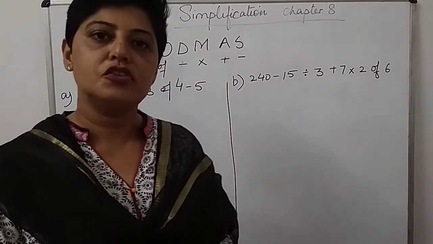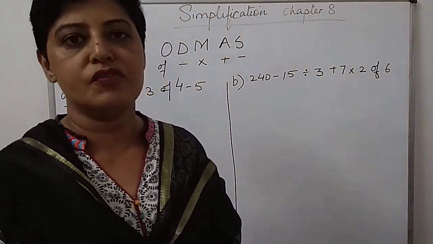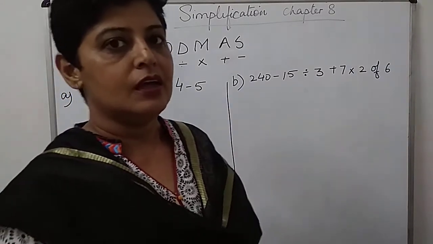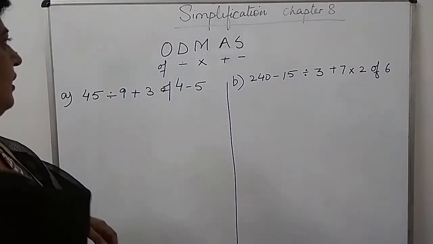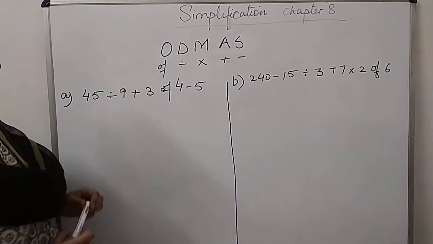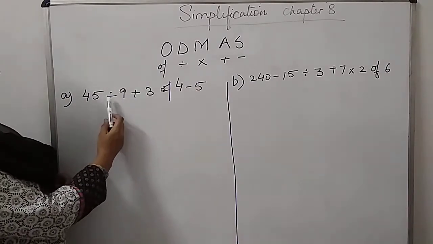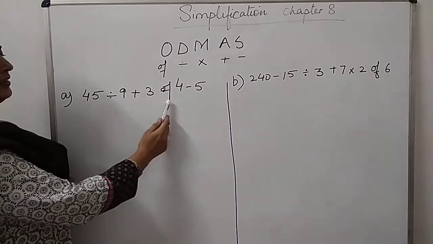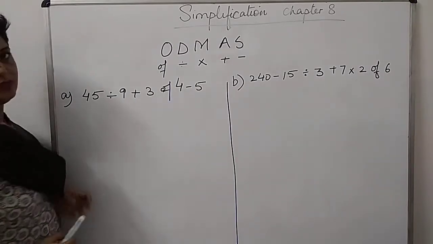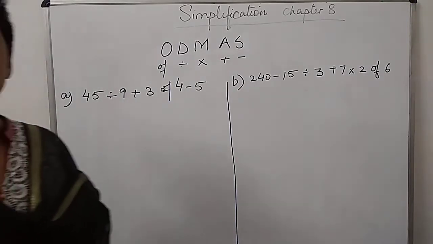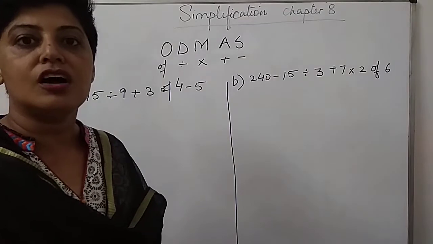Hello children, today we'll be learning the concept of simplification. Now in some questions we have more than one operation. For example, let's consider this. We have division, then add, then of, then subtraction. Now what to do in such questions? Where to start from?